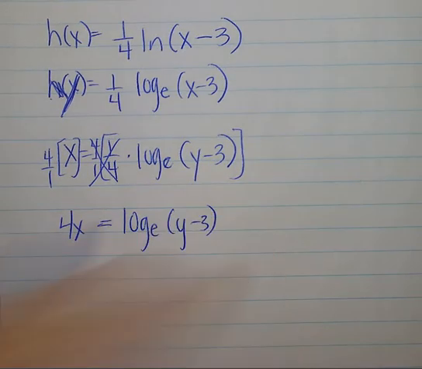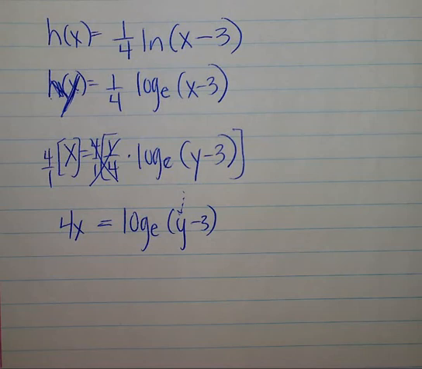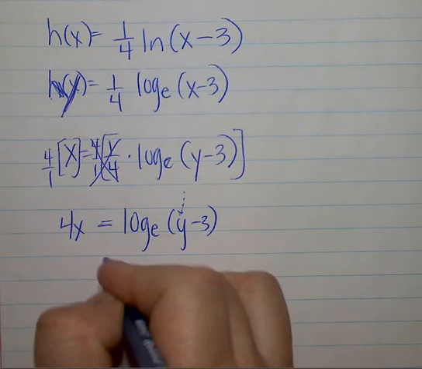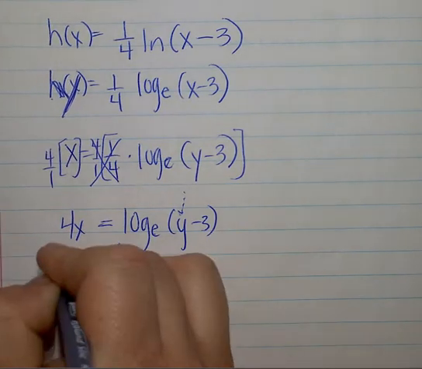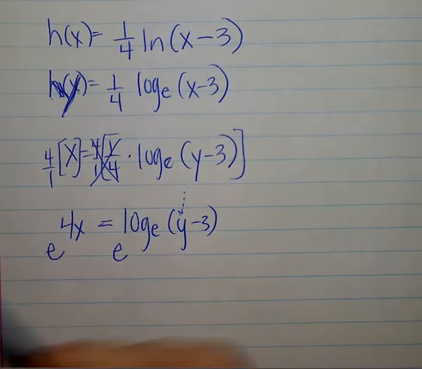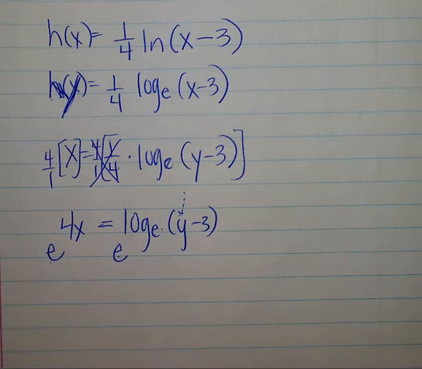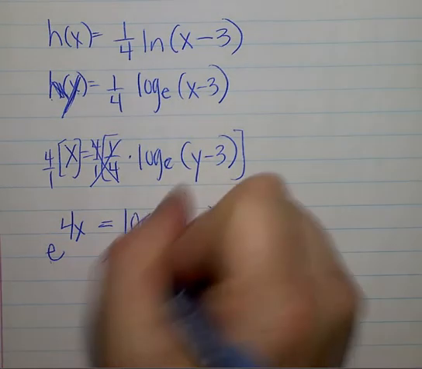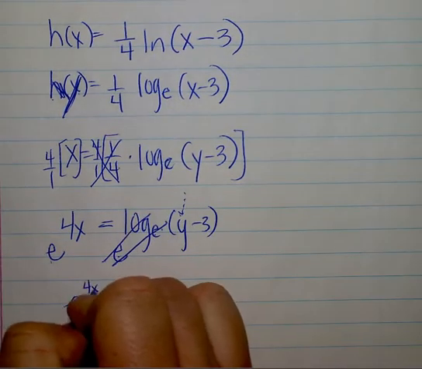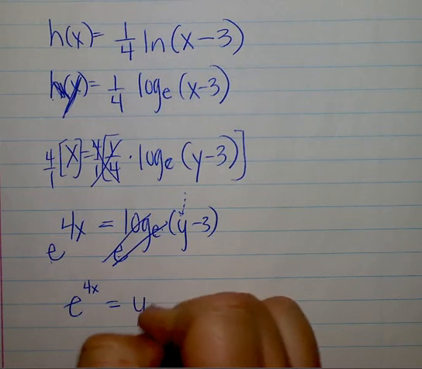In order to isolate the y, the next step will be to get rid of the log base e. Remember, e is a number. So take that number, Euler's number, and put it on the bottom, making it the base. Base exponent, base exponent. The e and the log base e cancel, and I have e raised to the 4x equals y minus 3.